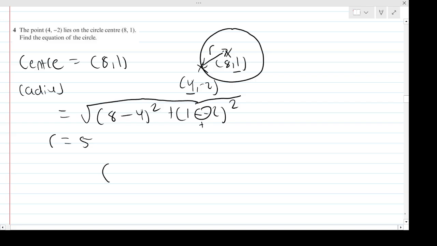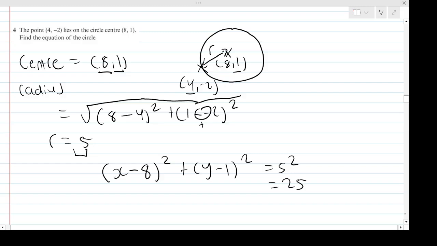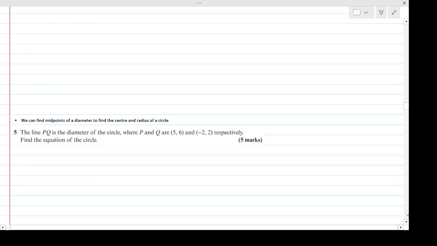So remember, the equation is (x minus a) squared. The centre's 8, so it would be (x minus 8) all squared. Then for y, we have (y minus 1) all squared. And it's going to equal r squared. Now, the radius is 5, so 5 squared, that's going to equal 25. There we are.